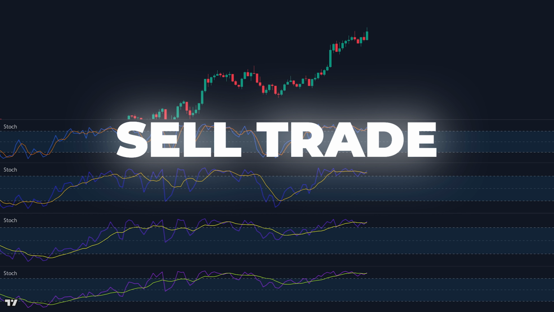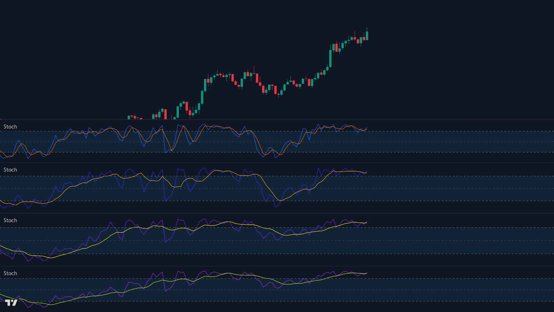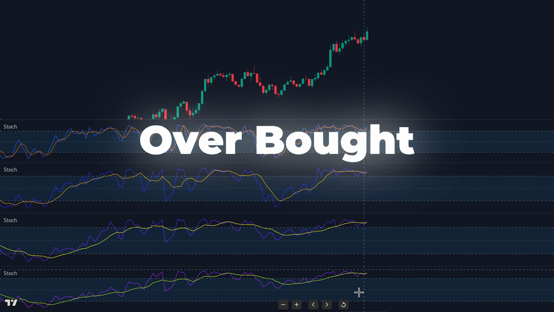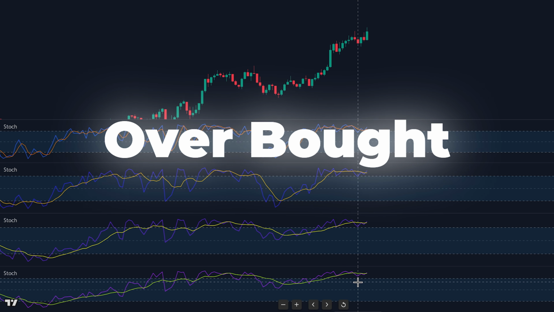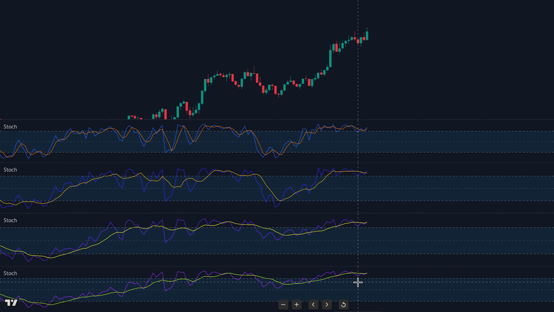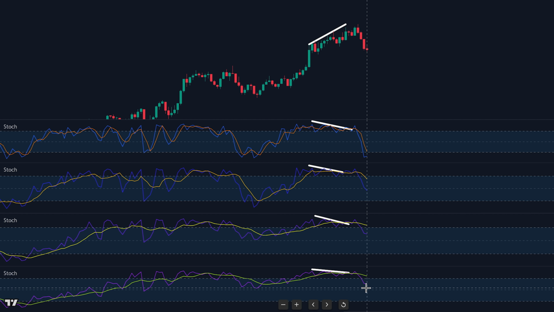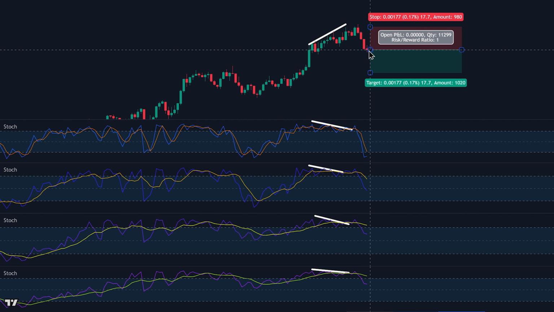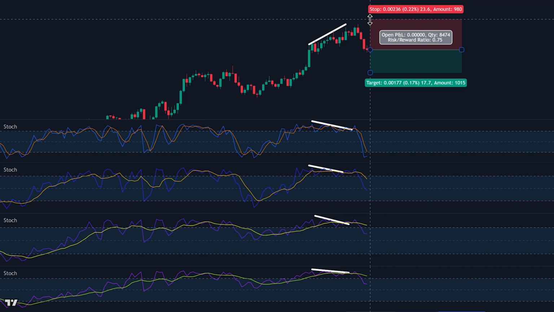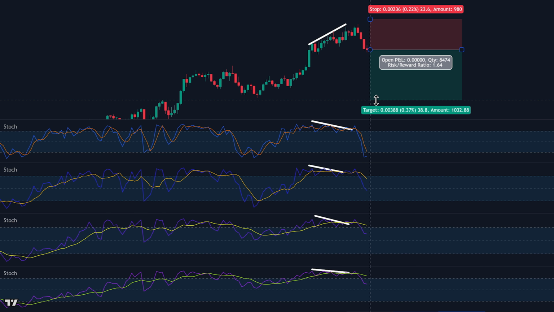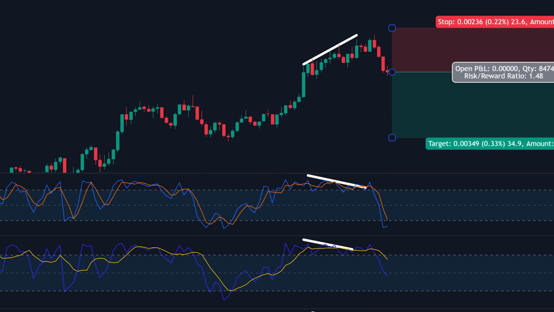For a sell trade, the same logic applies in reverse. Wait until all 4 stochastics are above 80, indicating that the market is overbought, and confirm bearish divergence, where price makes a higher high but the stochastic indicator makes a lower high. Then, once the stochastic turns down, enter your sell trade on the next candle, and place your stop loss above the most recent swing high, again aiming for a similar risk-to-reward ratio. Let's see how the trade plays out.